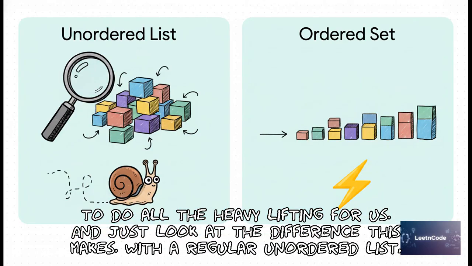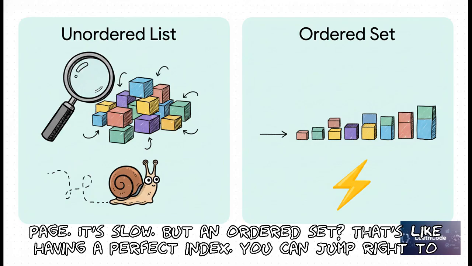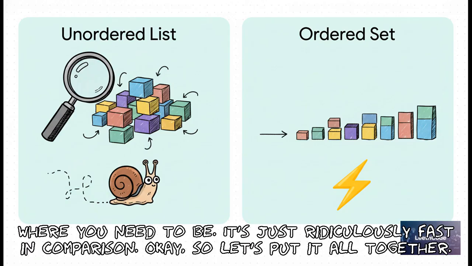And just look at the difference this makes. With a regular unordered list, finding a number is like trying to find a word in a book with no index. You have to scan every single page. It's slow. But an ordered set, that's like having a perfect index. You can jump right to where you need to be. It's just ridiculously fast in comparison.